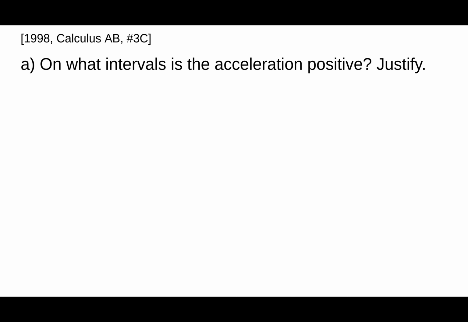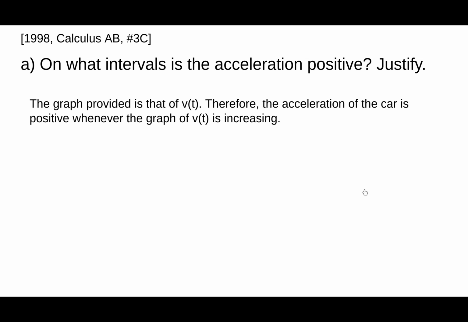In part A of the question, we are asked to determine on what intervals the acceleration is positive and to provide justification. Because the graph and the table we have is of v of t, we need to justify our answer based on what's given. The acceleration of the car will be positive when v of t is increasing, because the acceleration is the rate of change for velocity.